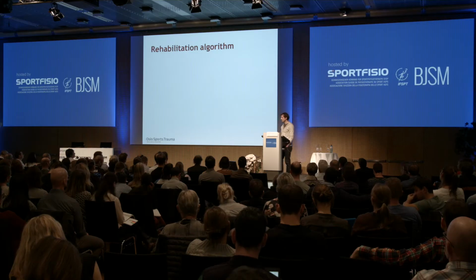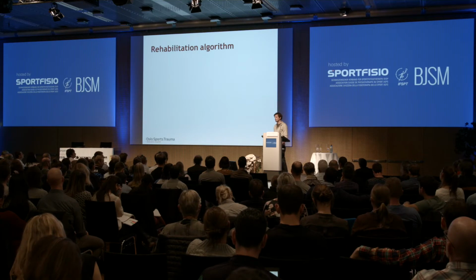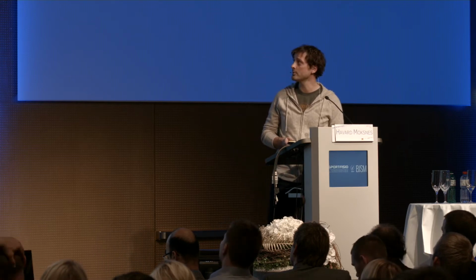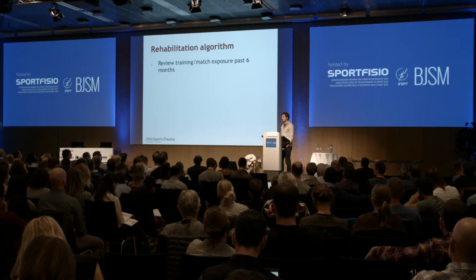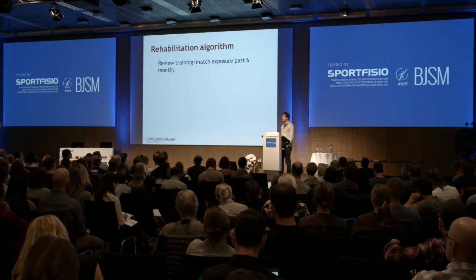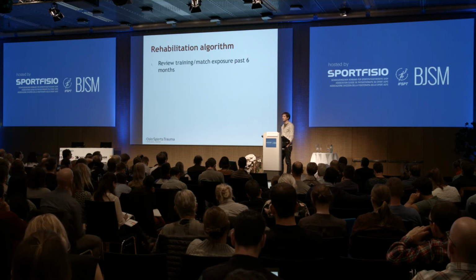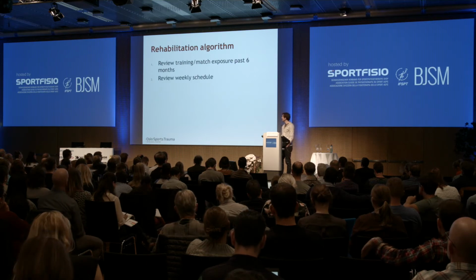So we have this sort of rehab algorithm, or return to sport, or keep in sport algorithm maybe, for kids with anterior knee pain. The first thing for the basketball player who comes in is to review the training and match exposure of the past 6 months. And this is educational in a way for the girl, but mostly for the parents, and hopefully they bring it further on to the coach. We also review the weekly schedule. We think that we have to remove some unnecessary load. I'll come back to this a bit later.